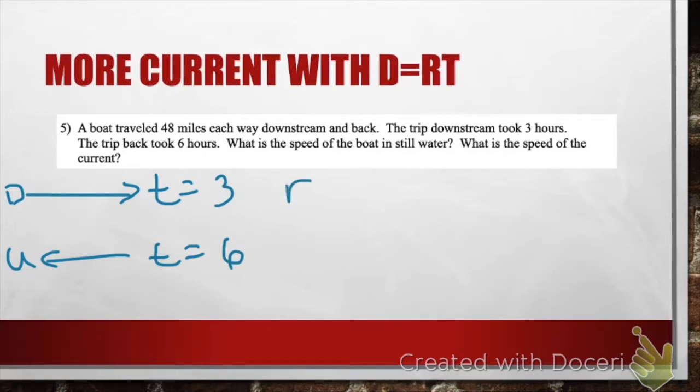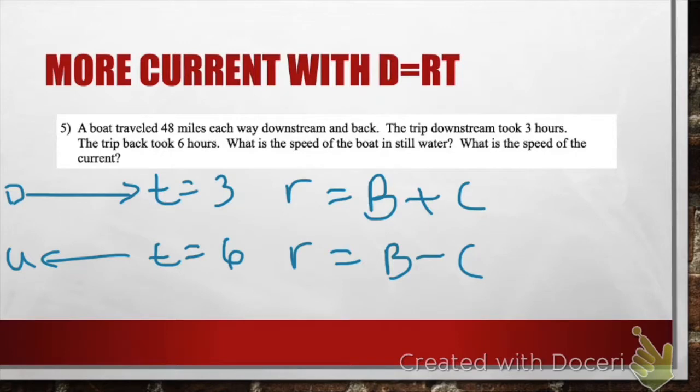Now our rates is something that's not really mentioned in here, but since we did this last week, we have experience with this. Going downstream, the current is going to help us because the current is going with us. So the rate we'll be going would be the boat's rate plus the current. The rate going back up will be the boat's minus the current because the current will be hindering us and keeping us back.